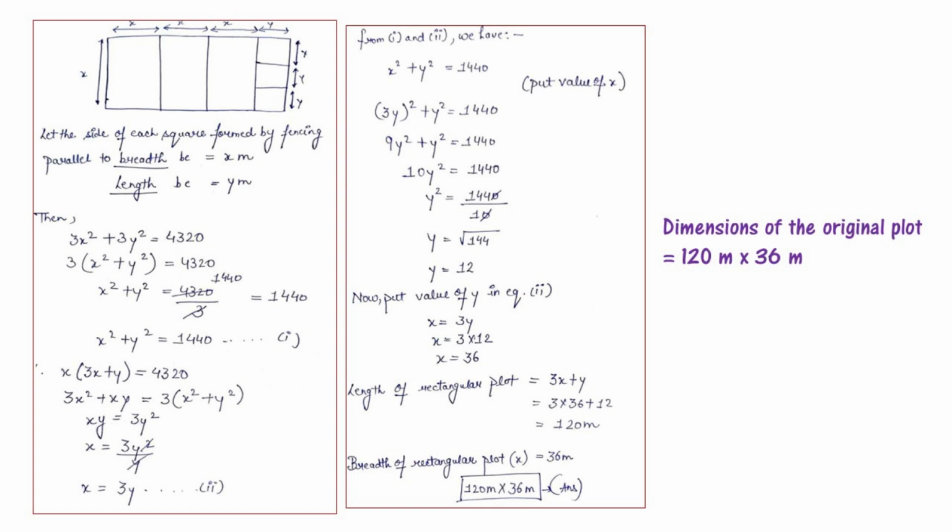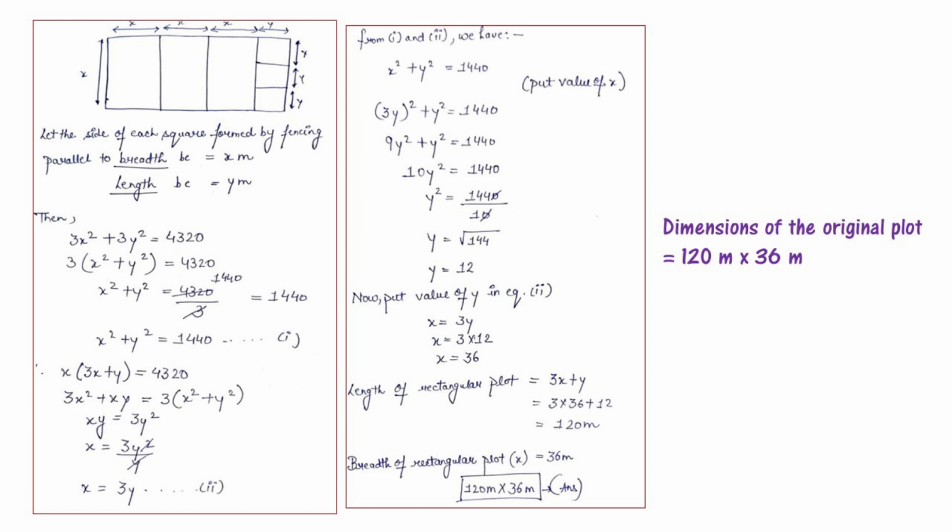Now from equations 1 and 2 we have x square plus y square is equal to 1440. We will put the value of x here. That will be 3y square plus y square is equal to 1440. That will come 9y square plus y square is equal to 1440. That will come 10y square is equal to 1440. Now we will find the value of y square: 1440 divided by 10, that is 144, so y is equal to square root of 144, that is y is equal to 12.